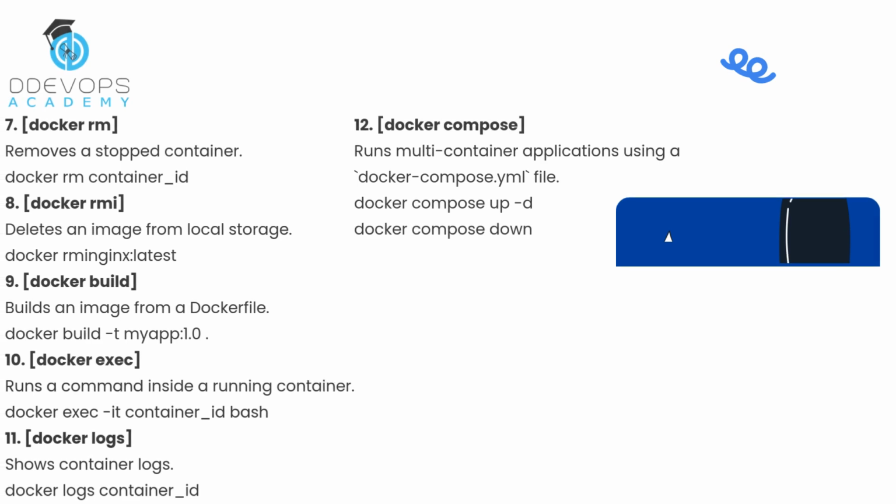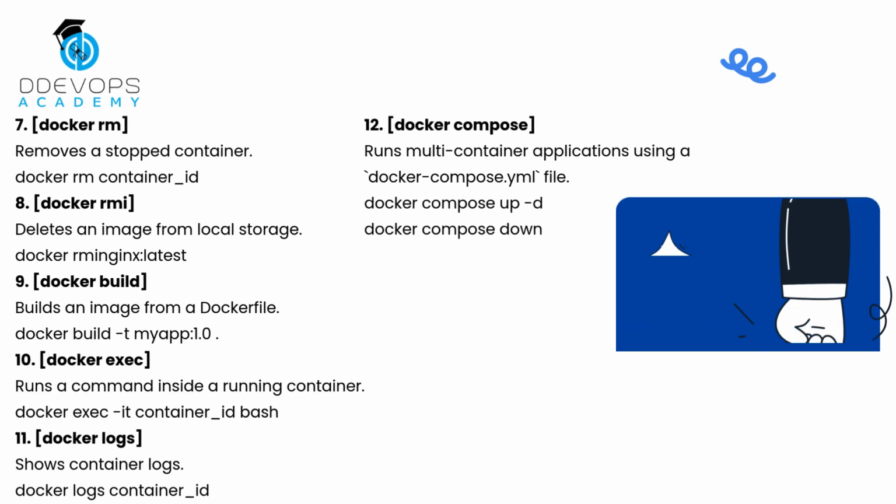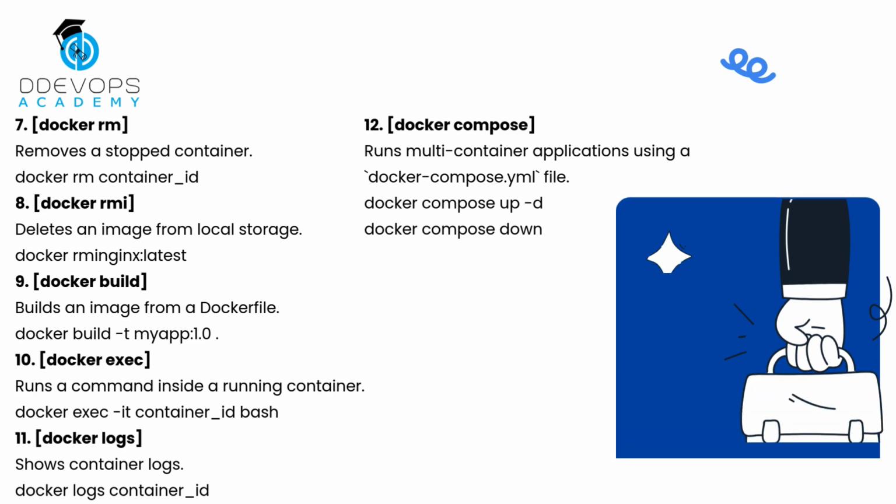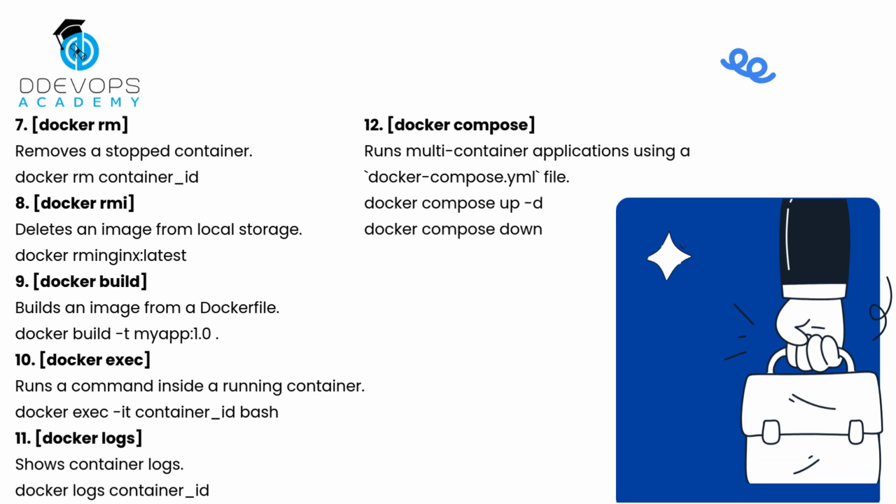Let's continue with more essential Docker commands. Use docker rm to remove stopped containers, and docker rmi to delete images. To build a custom image from a Dockerfile, run docker build -t myapp:1.0. Need to run a command inside a container? Use docker exec -it container_id bash. View logs with docker logs and manage multi-container apps using docker compose up -d and docker compose down. These commands give you full control over your containerized environment.